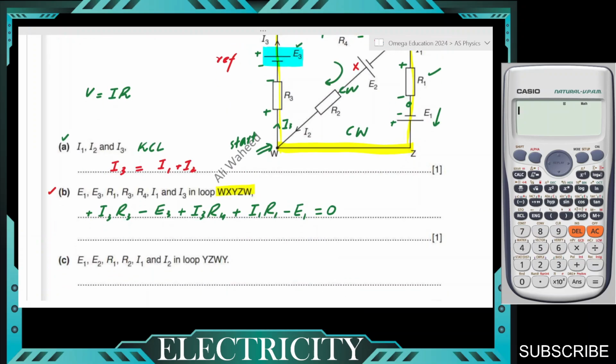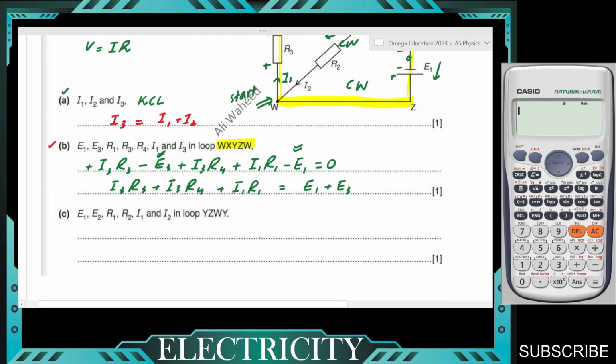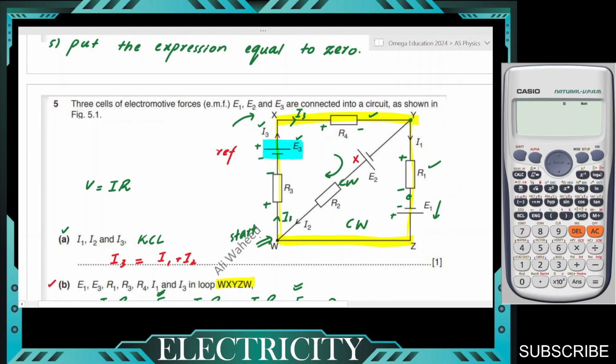So what do we get? Well, you can shift the negative things to the other side. They will be positive. For example, if you shift negative E1 and negative E3 to the right side, it would all be positive, and then you'll be left with I3R3 plus I3R4 plus I1R1. Okay, so that was for the first loop.